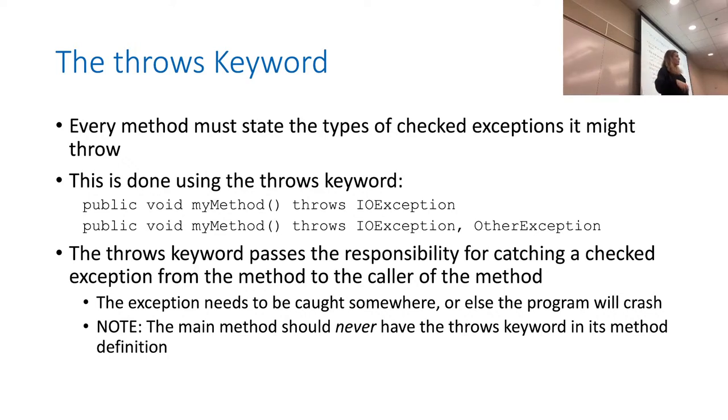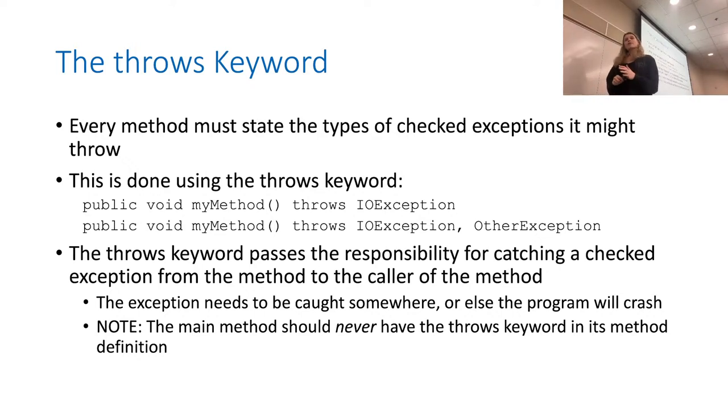The throw is a verb. To throw is to take an exception object and yeet that into the system. Throws is an adjective, I think. Not an English major. But basically, throws is a descriptor of the method it's applied to. So throw is an action, throws is a description. And that's how you should keep them apart, even though they're only a character different.